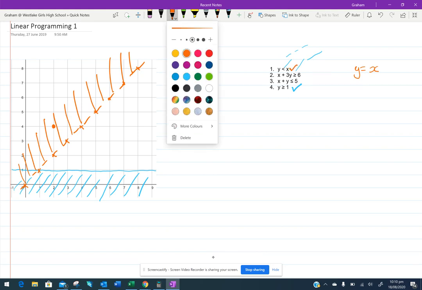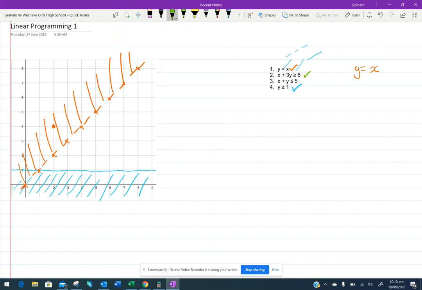So let's do green. Now when I come to do my green line, I've got x plus 3y is greater than or equal to 6. So if I make x equal 0, then I get 3y equals 6, so y equals 2. X is 0, y is 2. And if y is 0, I get x equals 6. So that's my point down there. So my line would be a straight line going between those 2 points.